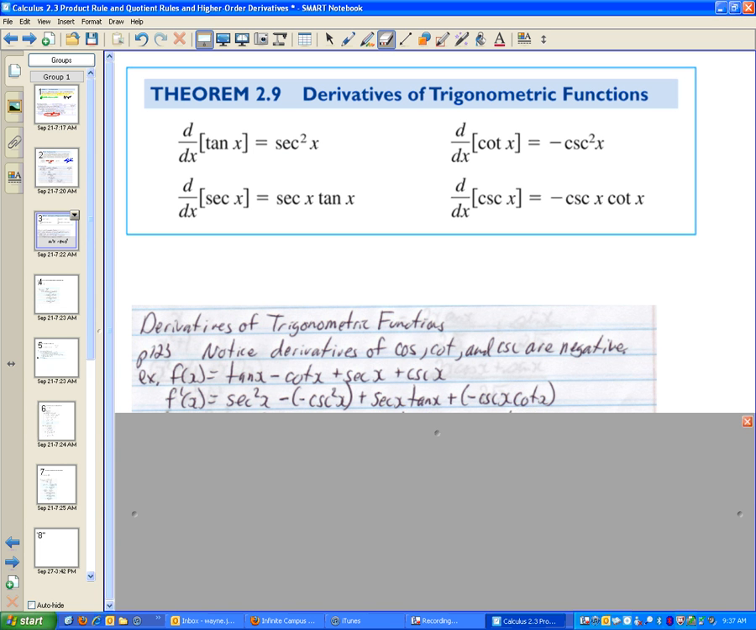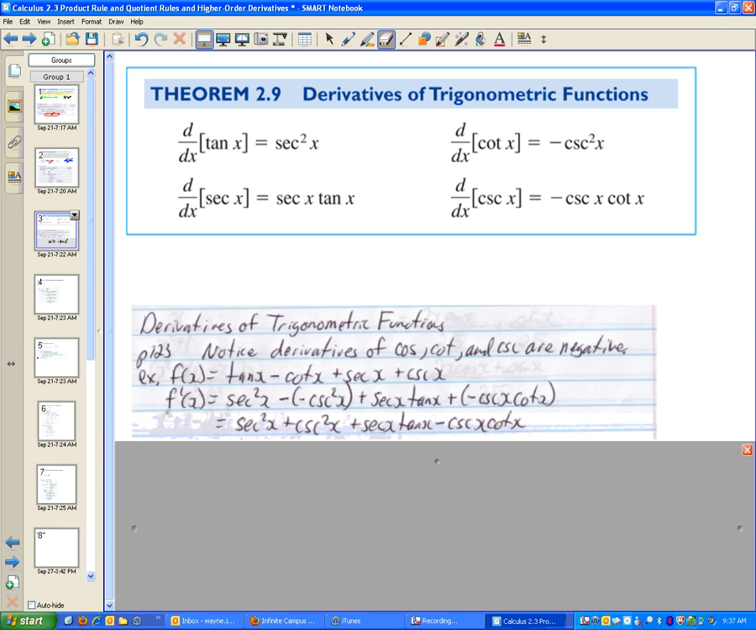All right. I don't like minus negative, so let's make that secant squared of x plus cosecant squared of x. Nothing to do to the plus secant x, tangent x. And then instead of plus negative, let's just go with minus the cosecant of x times the cotangent of x. And we'll call it good.